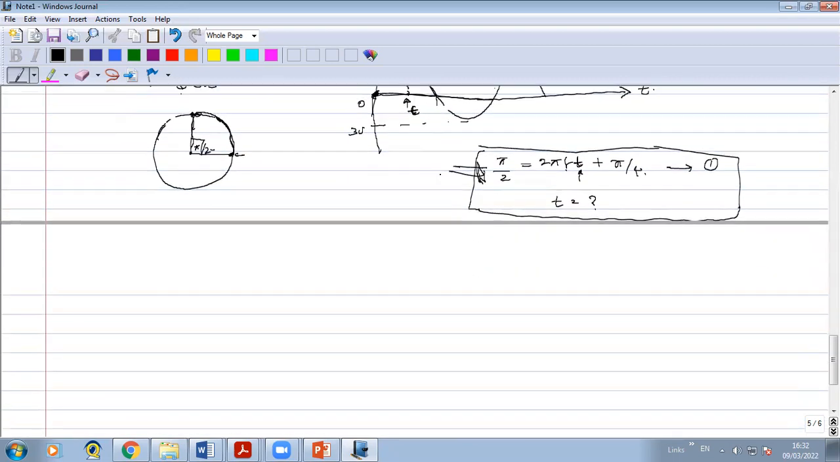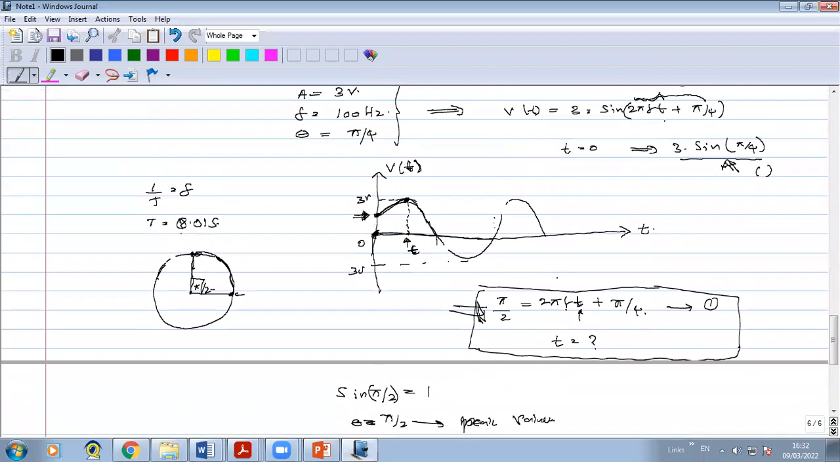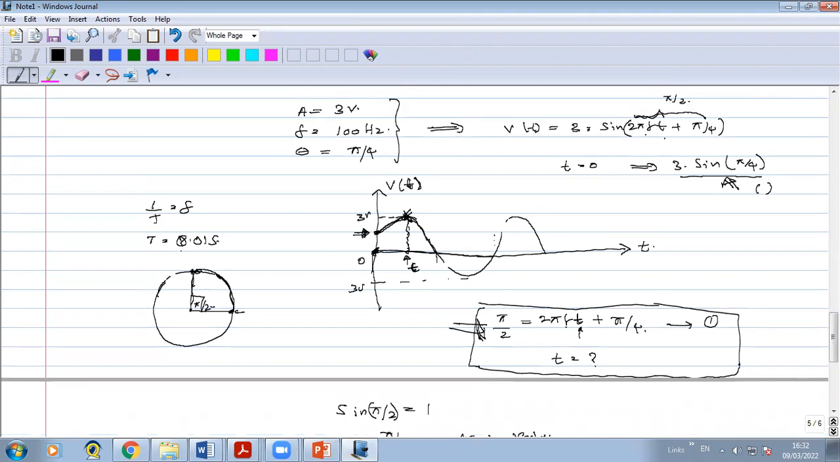The only thing you should know is that sine of pi by 2 is equal to 1. That means when theta is equal to pi by 2, we get the maximum peak value. We need to get this first peak value, so this peak value should come at pi by 2. If this whole angle is pi by 2, then at that point we will get the peak point.